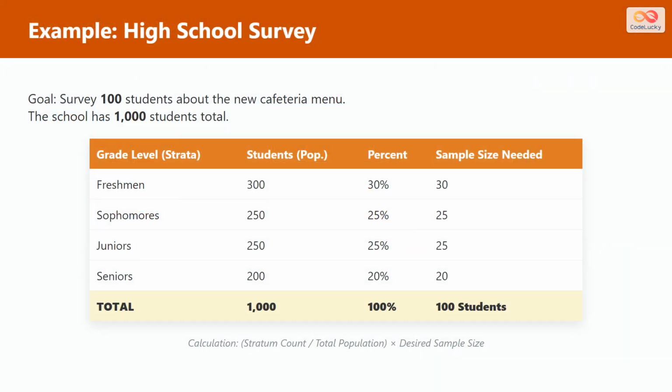Let us look at a real-world example, a high school survey. Imagine a school with 1,000 students. If you want to survey 100 students, you do not just grab the first 100 who walk by. You look at the breakdown. If freshmen are 30% of the school, you randomly select 30 freshmen. If seniors are 20%, you select 20 seniors. This ensures every grade level has a voice proportional to its size.